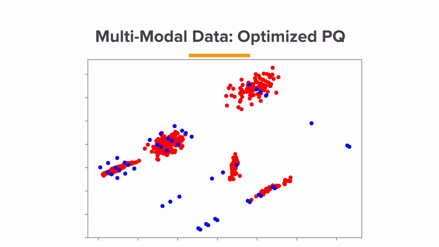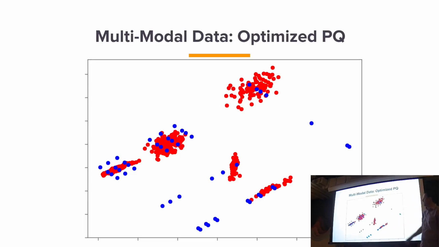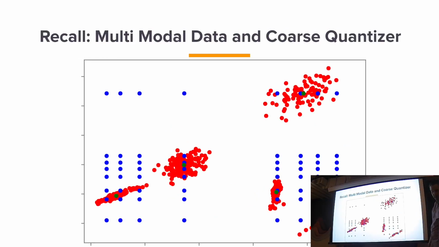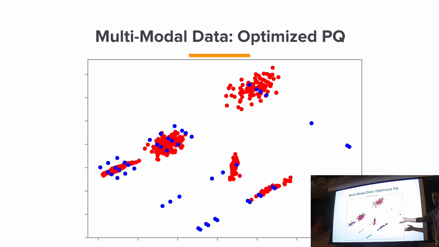If I did this for multimodal data, this is the optimized product quantization. You can tell because it's rotated. It's less grid-like. On this multimodal data of 5 nodes, right? I still have all these guys getting wasted. Yeah. Like the regular product quantization was pretty bad, but optimized is still not great.